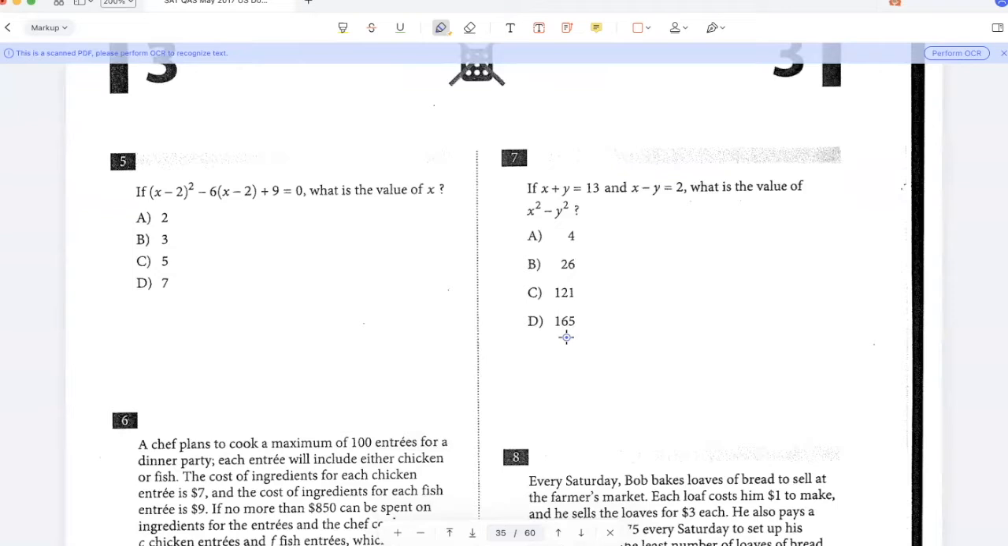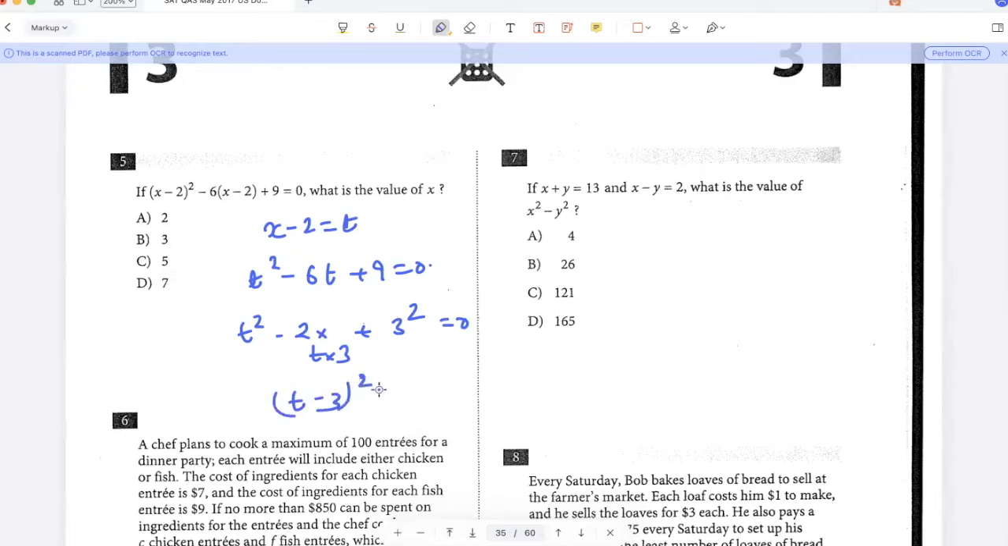If this is true, what is the value of x? So let (x minus 2) be t. So t squared minus 6t plus 9 is 0. So t squared plus 3 squared minus 2 into t into 3 is 0. So that becomes (t minus 3) the whole squared is 0. So t is 3. But x minus 2 is t. So x minus 2 is 3. So x is 5.